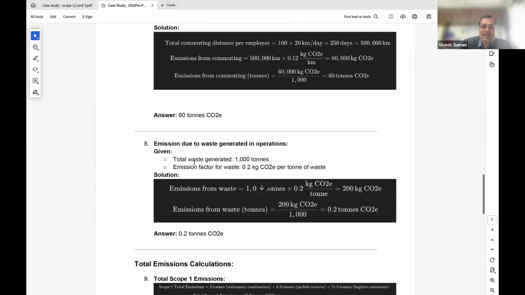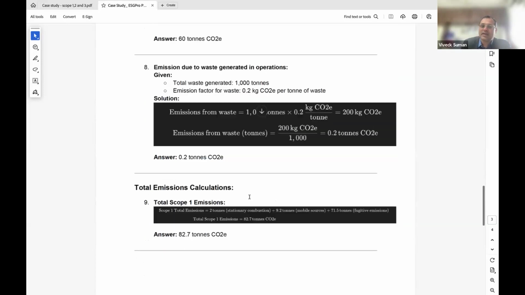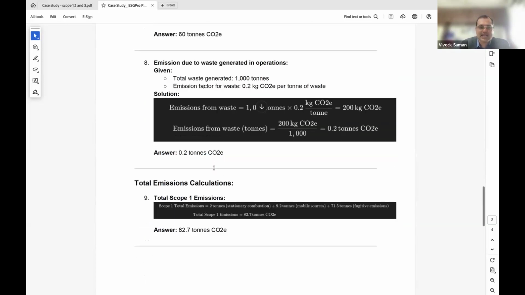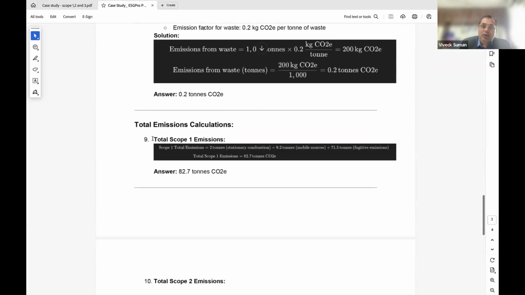Again, a large number. Then comes emission due to waste generated in operation. You have waste generated 1000 ton, emission factor is given in DEFRA. Take that, multiply it, and you have a number 0.2 tons of carbon dioxide emission. Now, total of scope 3, you add all these five. So 2 tons of stationary, scope 1, those 2 tons of stationary, 9.2 tons of mobile, and 71.5 tons of fugitive. Total is how much?